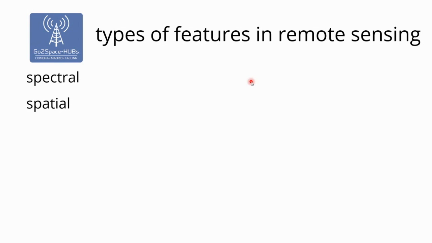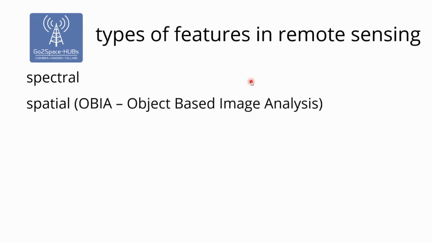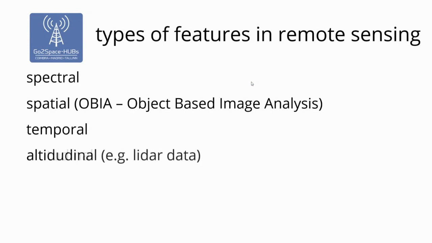To use those spatial features, we need another approach, something called object-based image analysis. We'll talk about it later. There are also temporal features, where we analyze the temporal profile, how a pixel changes its values during some time period, and also altitudinal data. We talked about it before the break. We could use laser scanning data, for example, to add something to it. We will talk about every single thing now.